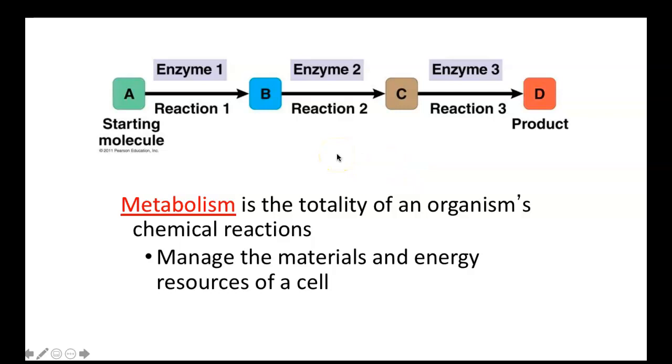Metabolism is also the management of materials and energy resources of a cell. And so enzymes are going to be involved in that. So the picture that you see up here is A is being converted to B with the help of enzyme 1. B is being converted into C with the help of enzyme 2. C is being converted into D with the help of enzyme 3. So all of these chemical conversions and these chemical reactions are happening because of the help of enzymes.